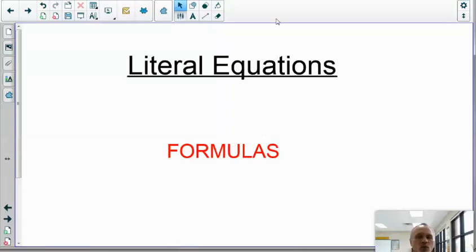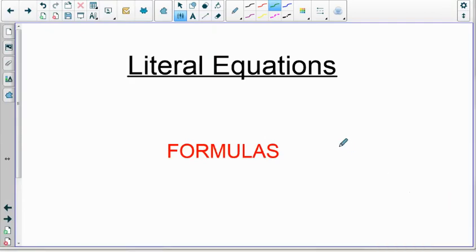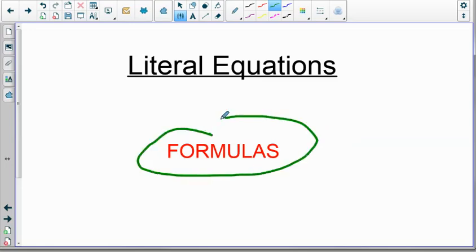Okay, so we're talking about literal equations. Go ahead and get rid of this. Talking about literal equations, which, I told you in the very first video, meant letters in general, more than one letter. Some people say it's just an equation that has nothing but letters. But the biggest use that we see of literal equations is whenever the letter literally means a thing. And we see that all the time in formulas.